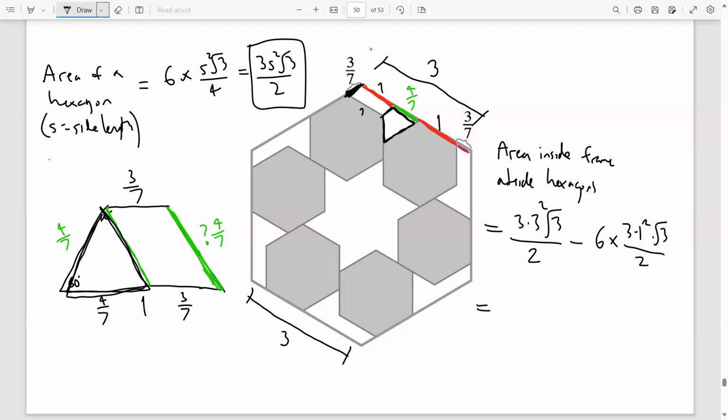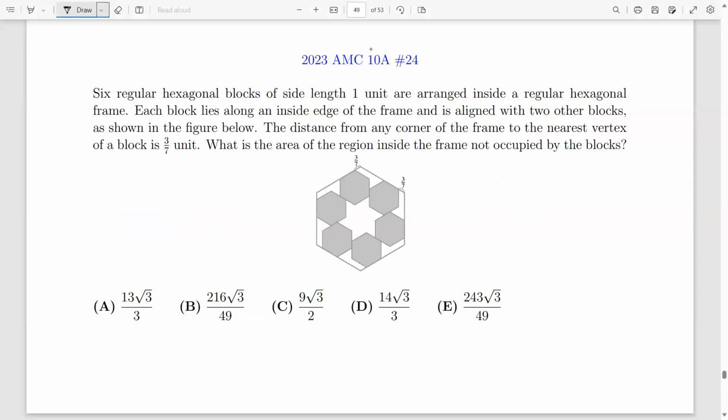And we can do a little bit of simplification, so we get 27 root 3 over 2 minus 18 root 3 over 2. And this is equal to 9 root 3 over 2, which is our answer. So the answer is C.